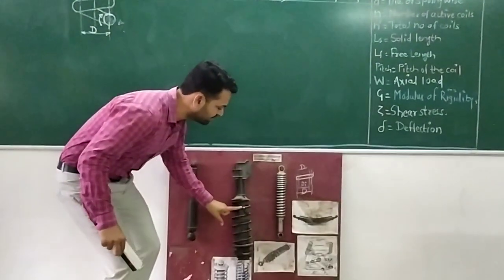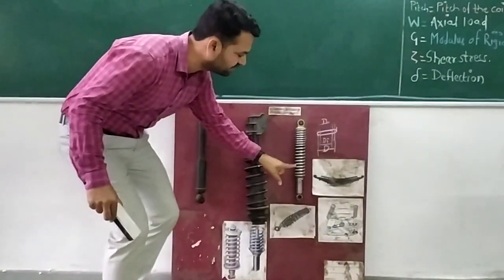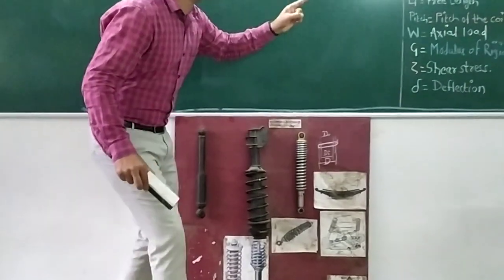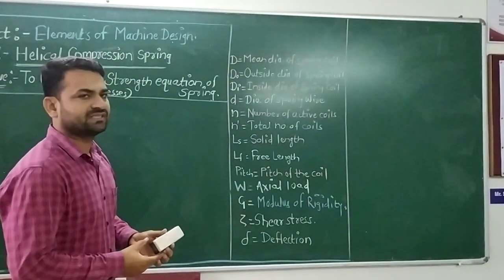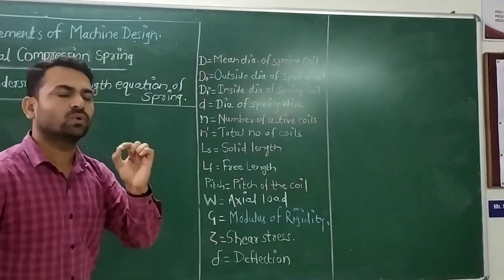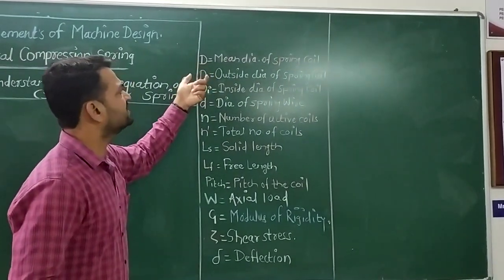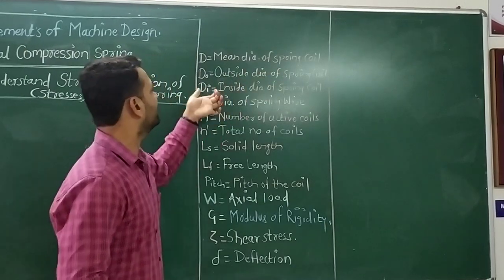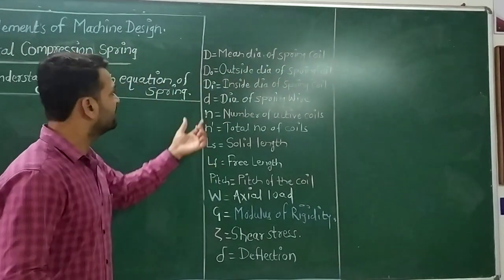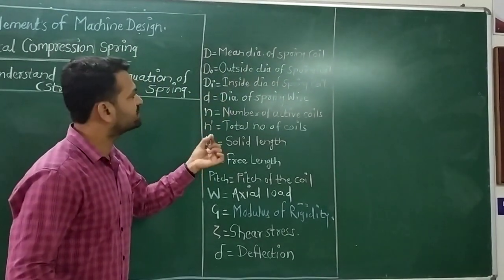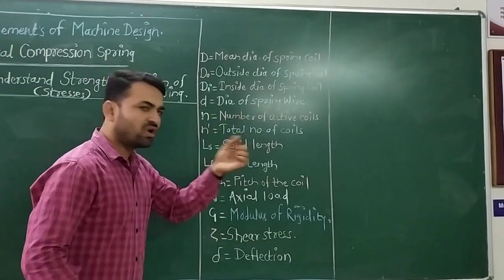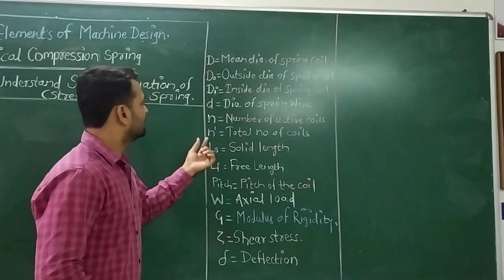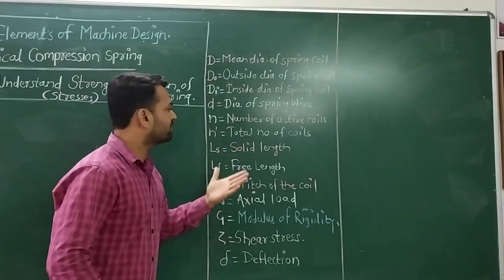So these are some terminology everybody knows. This is a helical compression spring, and this terminology plays a very important role while designing the spring. Capital D is the mean diameter of the spring coil. Do is the outside diameter. Di is the inside diameter of the spring coil. Small d is the diameter of the spring wire. N is the number of active turns. N dash is the total number of coils.